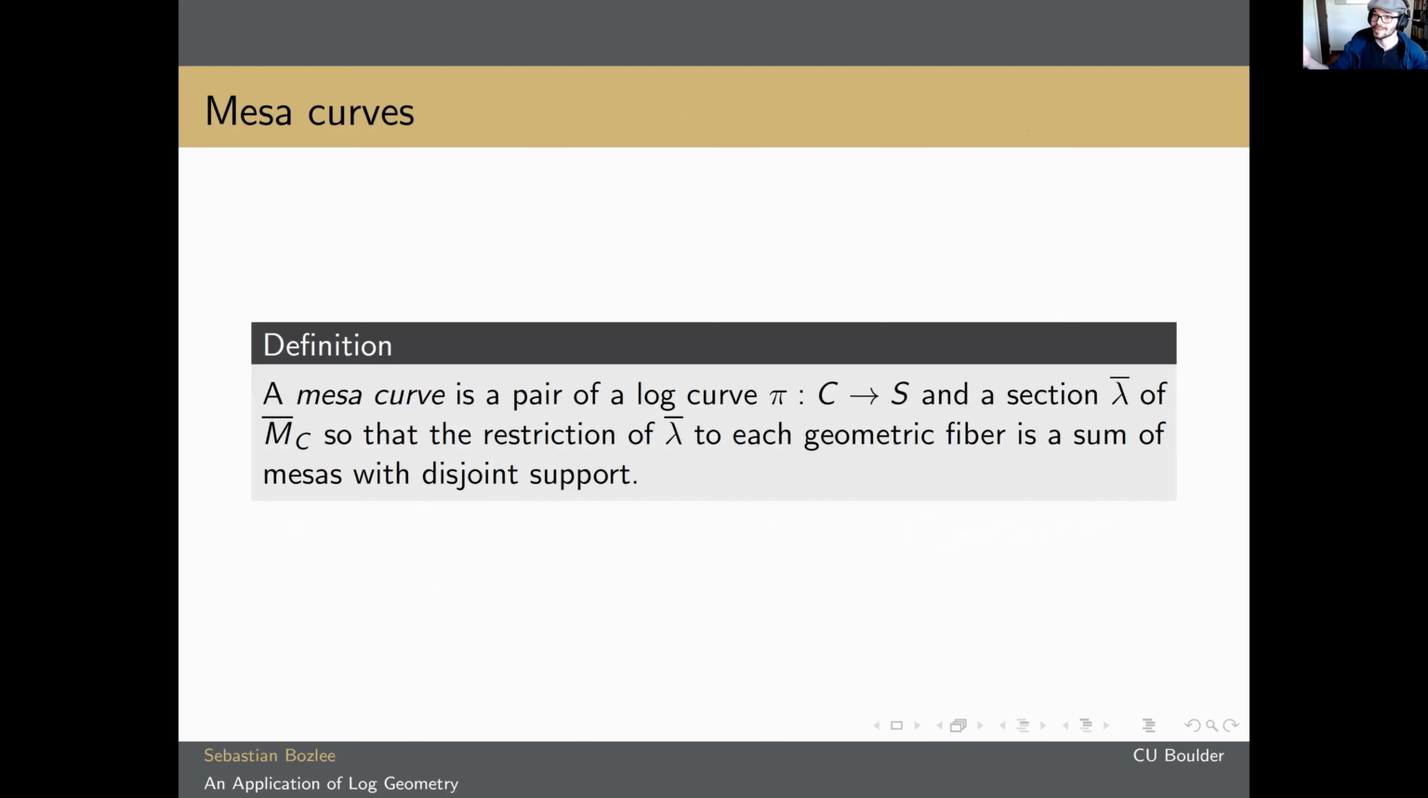And then we want a way to make this happen in families. So I define in the thesis that a mesa curve is a pair of a log curve and a section of the characteristic sheaf, so that when we take that section restricted to each fiber, we get that the restriction to each fiber is a sum of mesas with disjoint support. So we might have more than one subcurve that we're cutting out, but each of those subcurves are cut out by this particularly nice piecewise function.